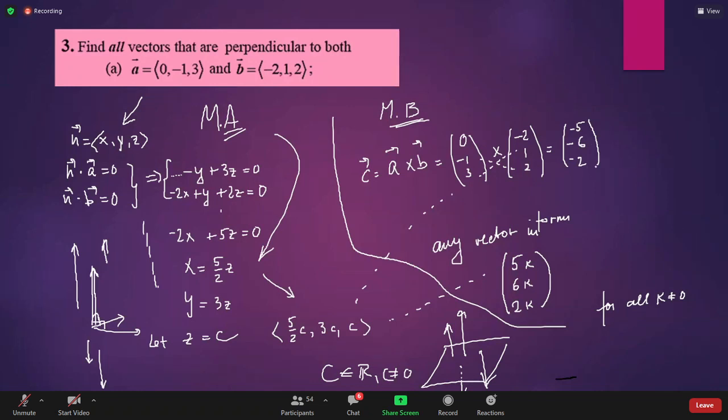We see that, for example, if we take C equal to 2, we get the vector 5, 6, 2. If we take C equal to -2, we get the vector -5, -6, -2. And that makes sense because this is, in fact, how originally this vector product came into being. That's how mathematicians invented it. All right, next exercise.